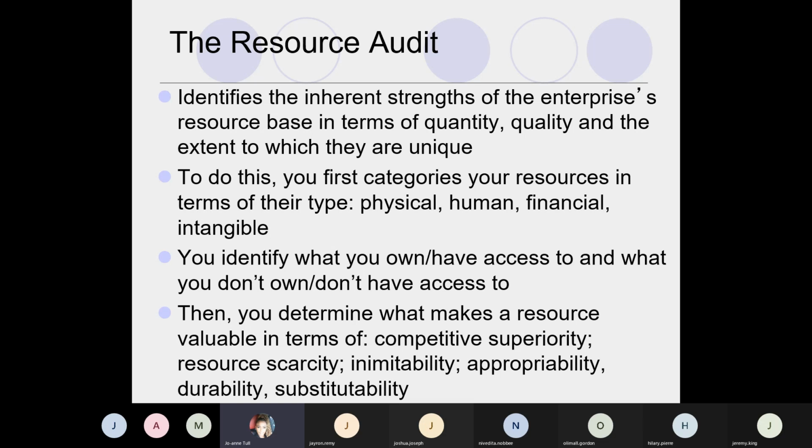Okay, I take it as everybody's good. So the tool that we use to do that is called a resource audit.